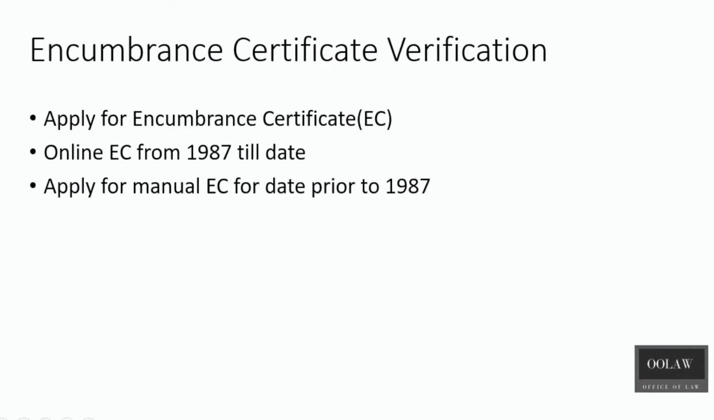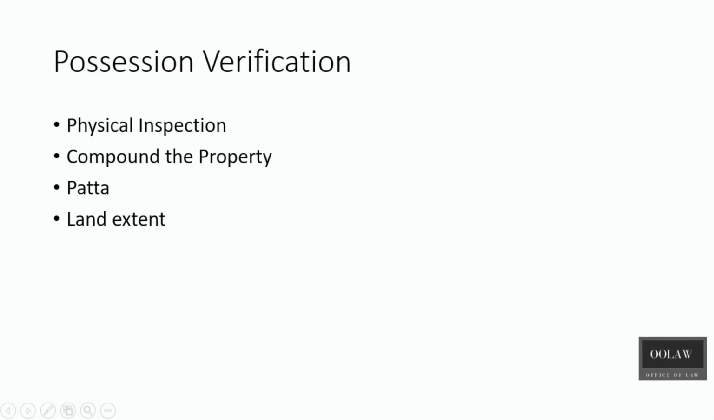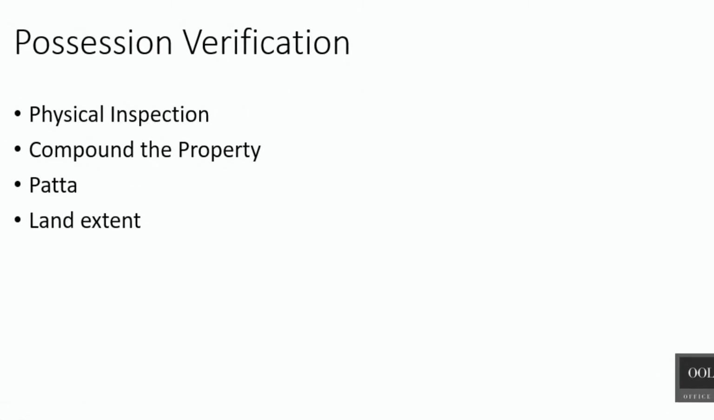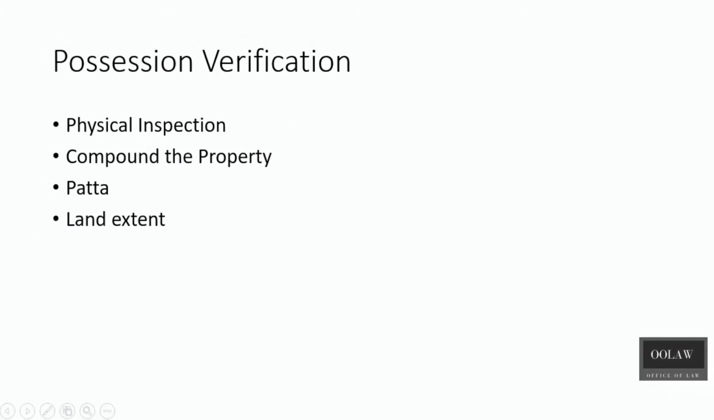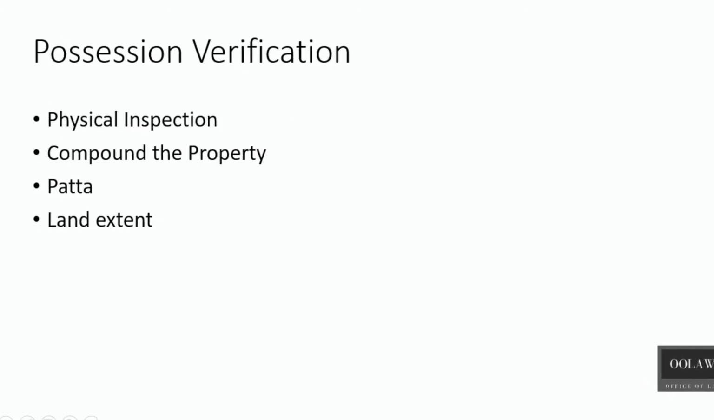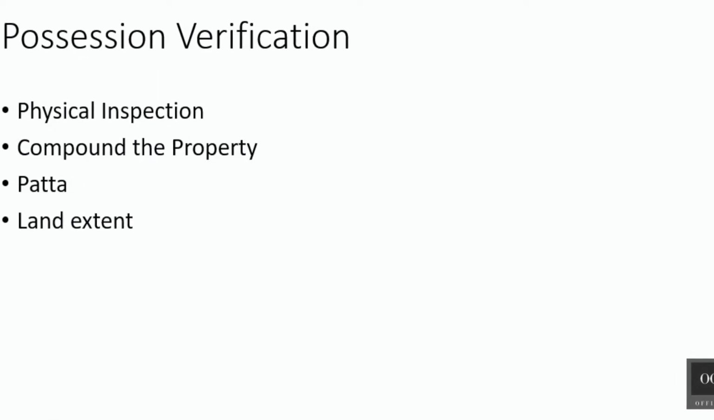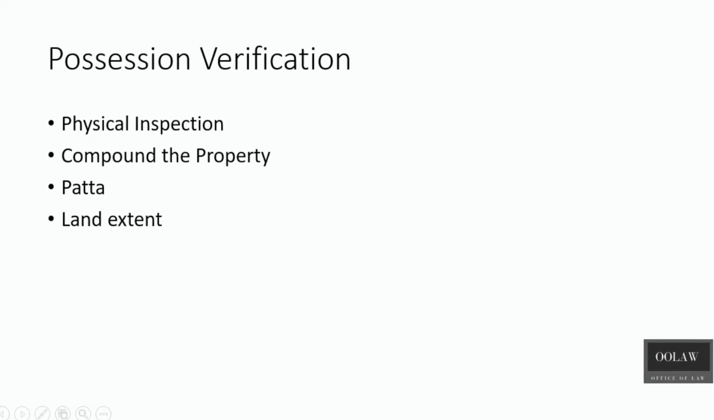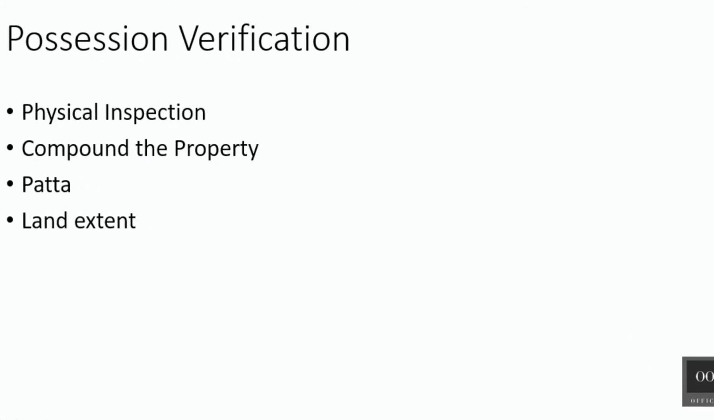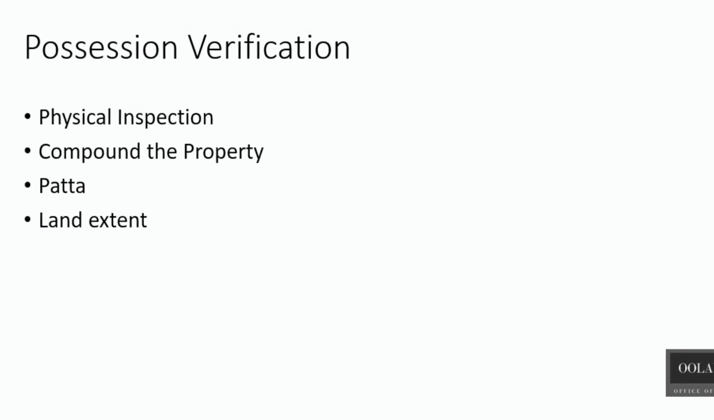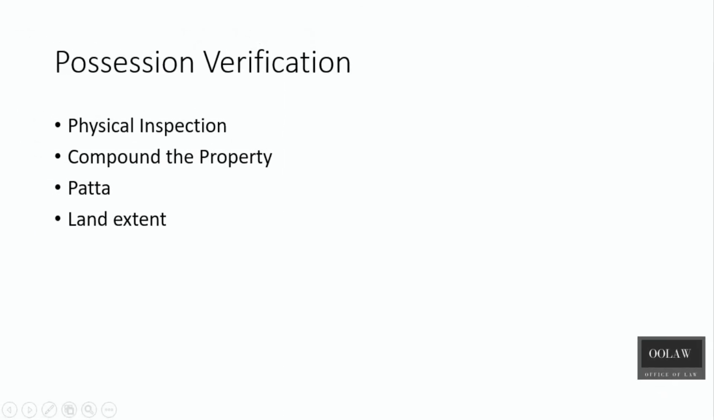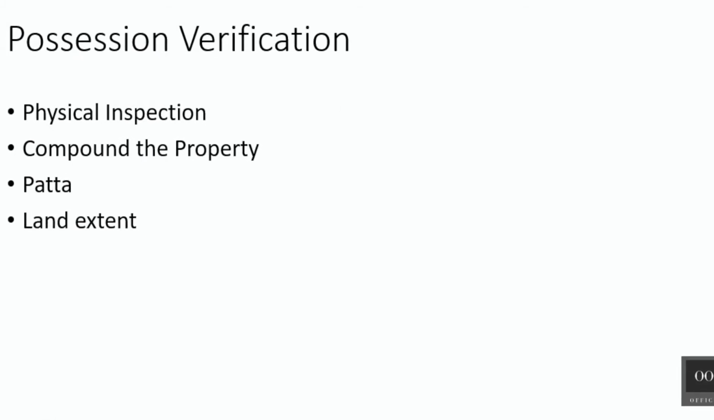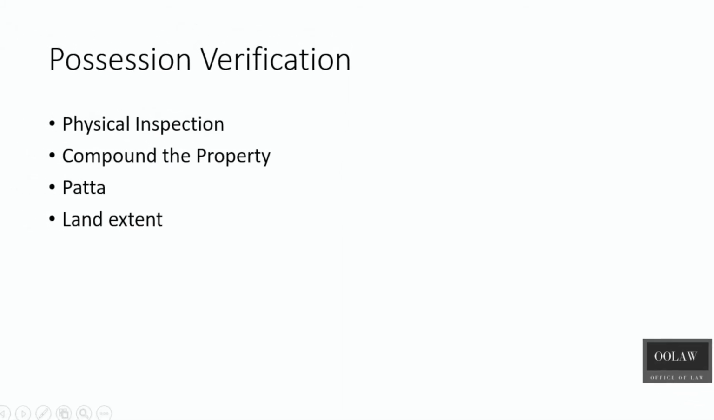If the title of your vendor is clear, then you have to verify whether the physical possession of the property is with your vendor. So, the next step is possession verification. This can be verified by physically inspecting the property. It is always better to purchase the property which is compounded. If there is no compound, then you can tell the vendor to put the compound and you can bear the expenses. This will bring out any issue of possession while putting up the compound wall.